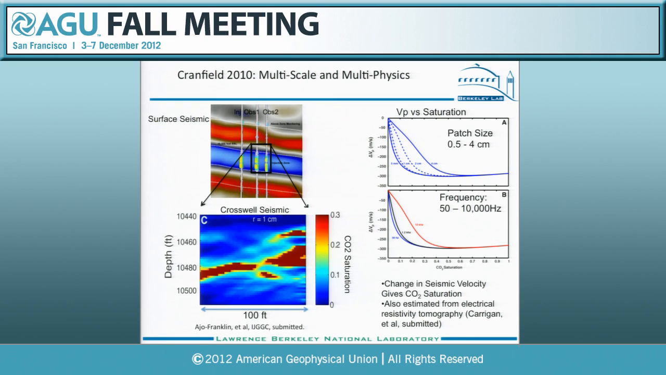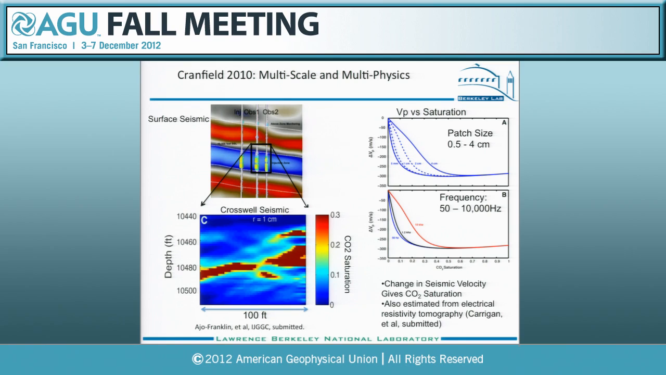We had a much smaller scale measurement of crosswell seismic on the order of just a few tens of meters, where we're actually able to, we think, get a pretty good picture of the CO2 distribution between a couple of wells. We are interpreting the seismic data for CO2 saturation using some rock physics relationships shown on the right.